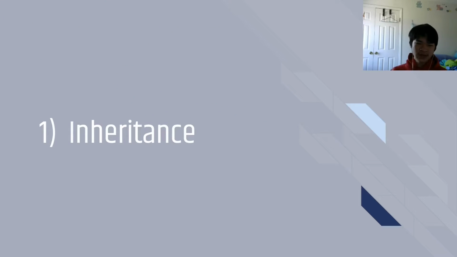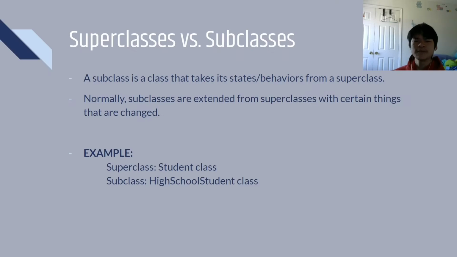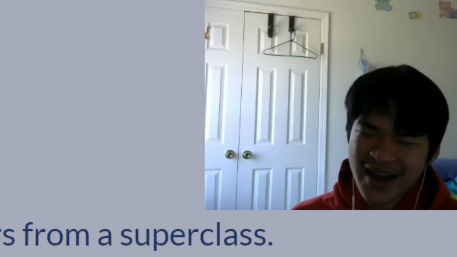So, first of all, what is inheritance? Well, inheritance has two things, a superclass and a subclass. So, a subclass is a class that takes its states and its behaviors from a superclass, and it will actually take these behaviors and states.